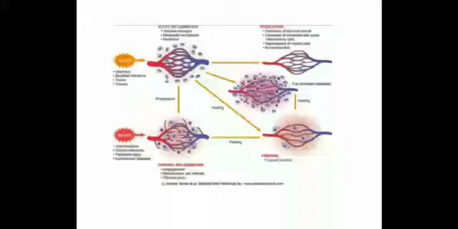As you can see in the picture, whenever injury is there, either due to infection, bacterial infection, toxins or trauma, it leads to acute inflammation. Acute inflammation includes the vascular changes, neutrophil recruitment, and mediators are also secreted. If acute inflammation is not resolved, it leads to chronic inflammation.